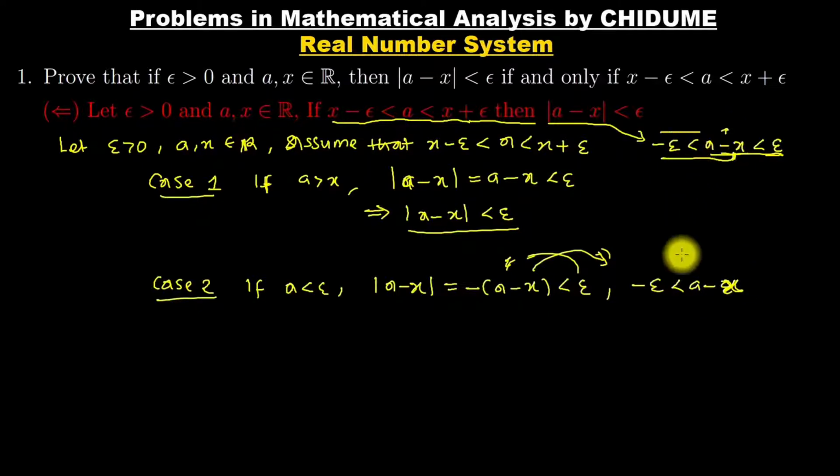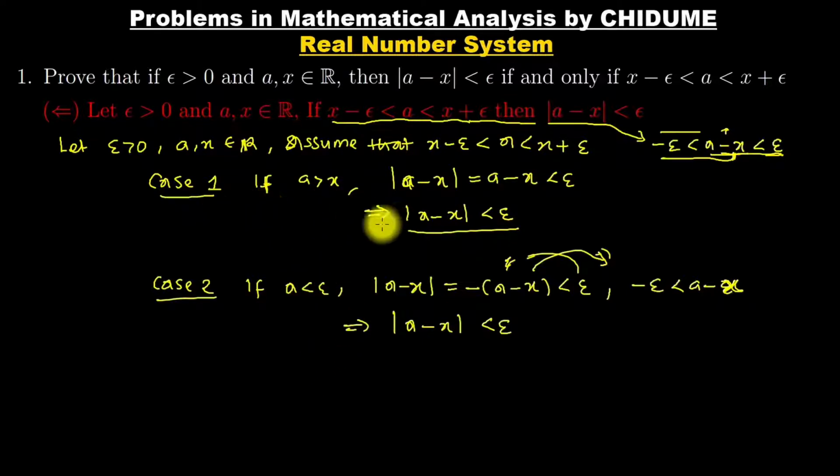Okay, so it's just a way of writing it. So that means that the absolute value of a minus x is less than epsilon. It's true for both cases.